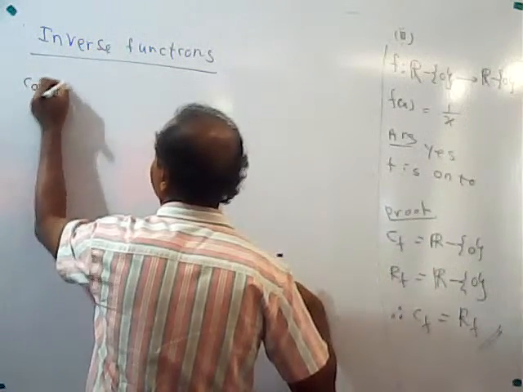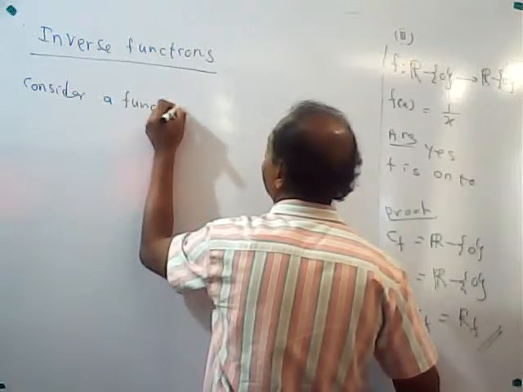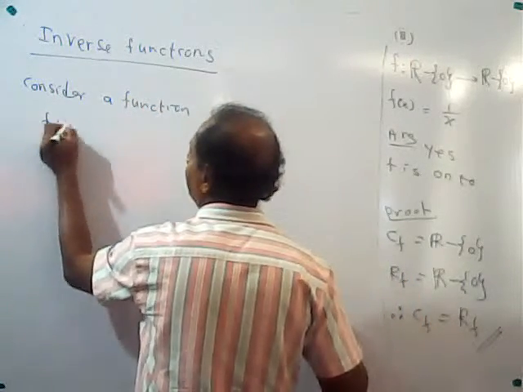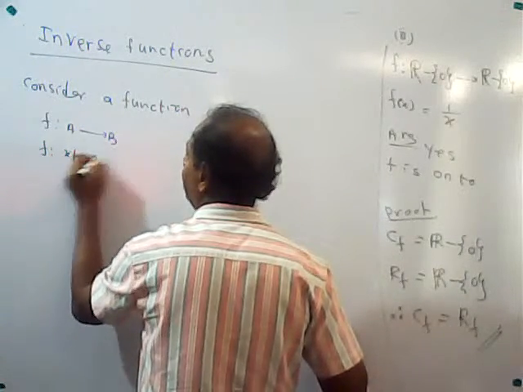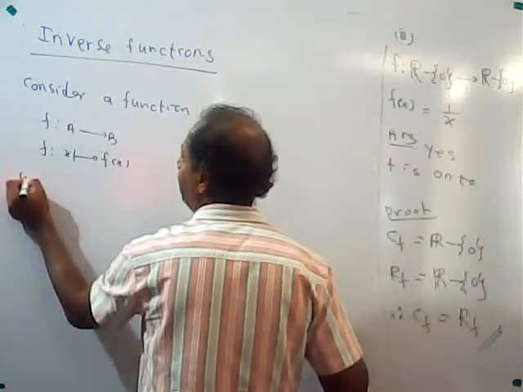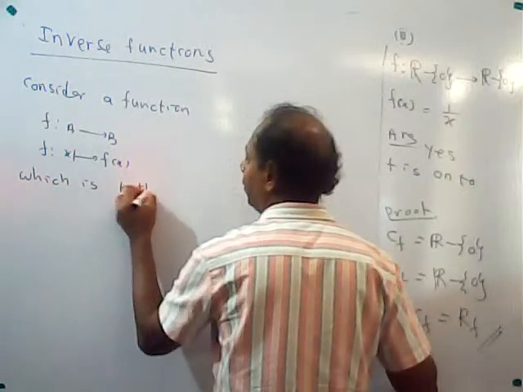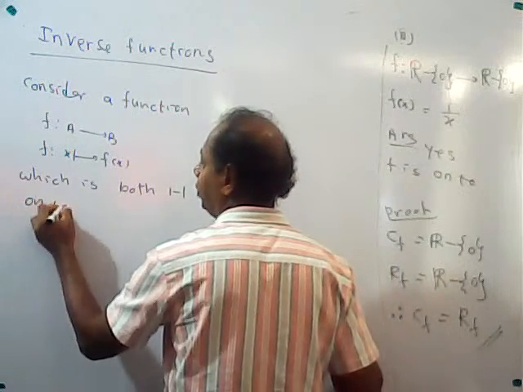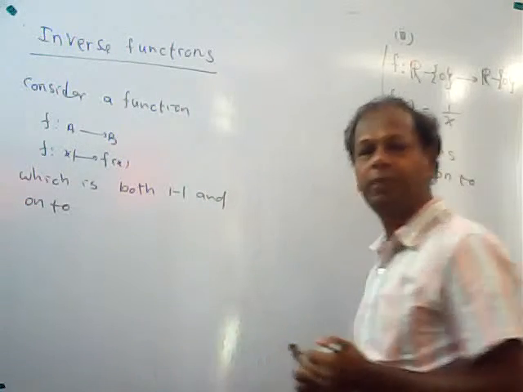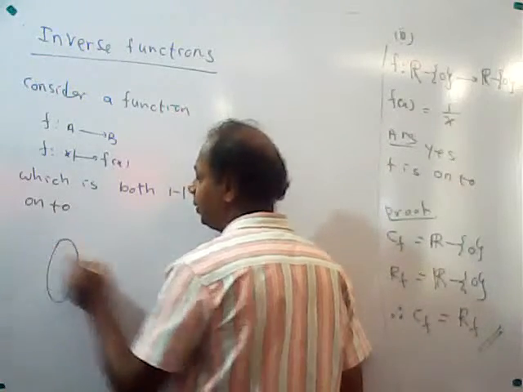Consider a function f. It goes from A to B. You input x, it outputs f(x), which is both one-to-one and onto, satisfying both the conditions, right? So if we draw it, it will look like this.